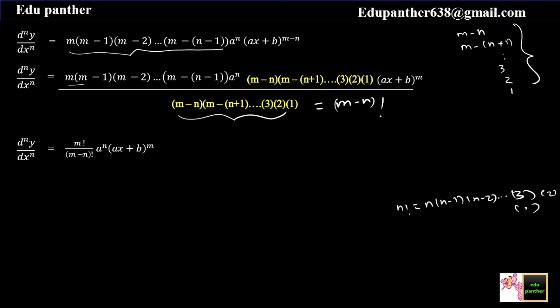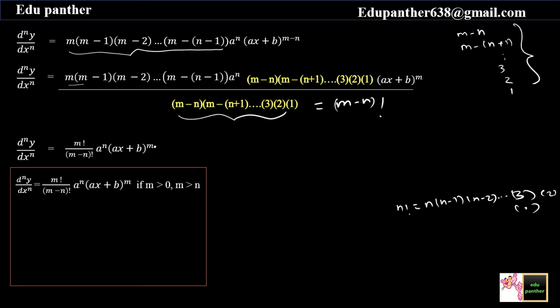Now for different values of m and for different values of n, we'll see how your formula looks. See, if m is positive, in all cases we'll take m as positive, and if m is greater than n, that means the power is greater than n, then this will be your derivative that we have calculated. But if m is equal to n, then in that case this formula becomes n factorial into a raised to n.